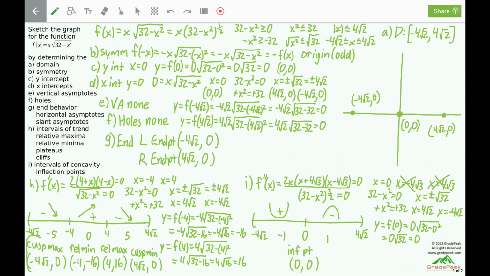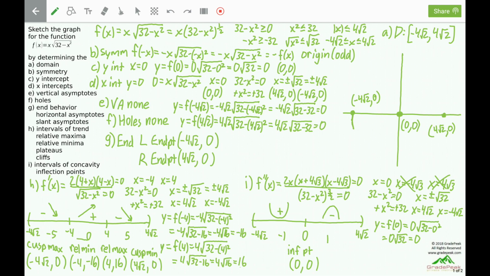Right at the point that's the left endpoint of negative 4 square root of 2, 0, we have a cusp maximum. But because it's a left endpoint, it's not going to be a full cusp maximum because no graph will exist to the left of it. So it'll just be the right side of a cusp maximum. A full cusp maximum at that endpoint would look like this, but we're going to only have the right portion of it. Cusp means that it has a vertical tangent. It's vertical right at the left endpoint, and then it will start to turn from there. So it'll look something like that.